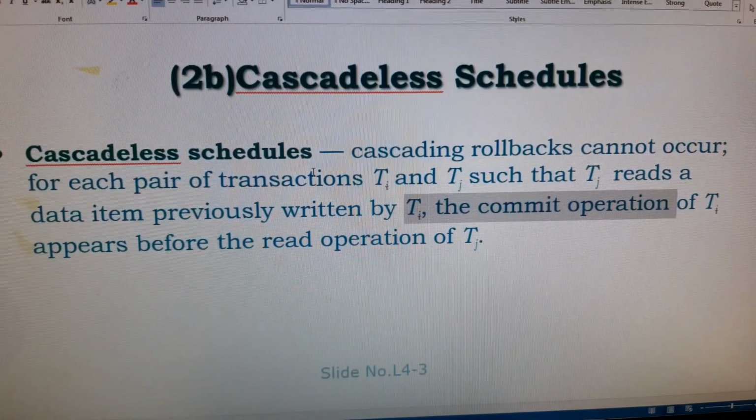So likewise, we should execute both the cascading rollback and the cascadeless schedule, that is, before commit and after commit. Before commit, if it is aborted, you should roll back. You should cancel the transaction and start with a new value. And after commit, whenever any transaction wants to read, the previous transaction must complete the write operation and must be committed first. Only after the commit of that transaction does the next transaction start the read operation.